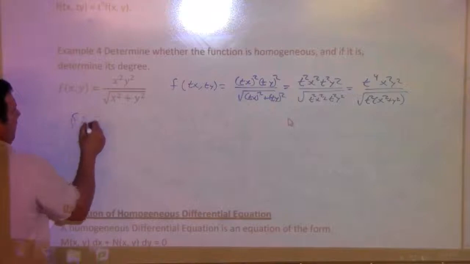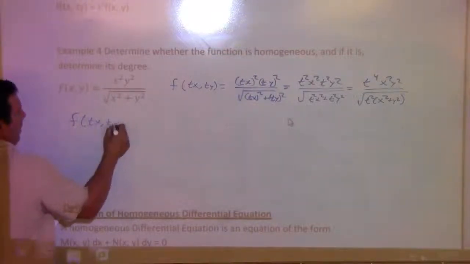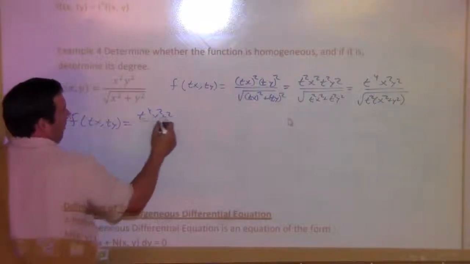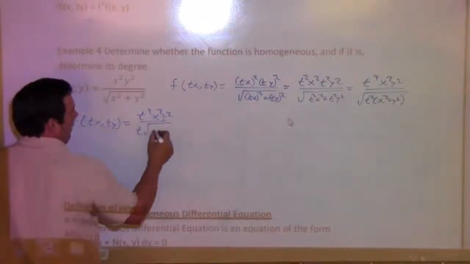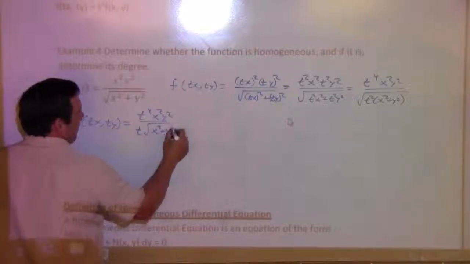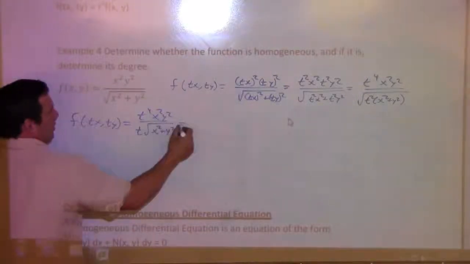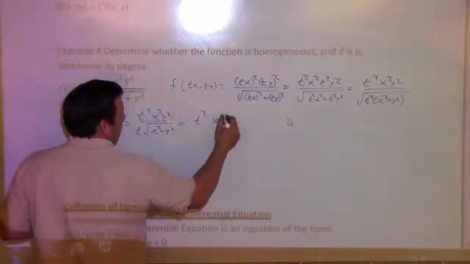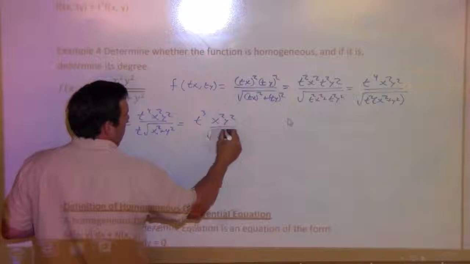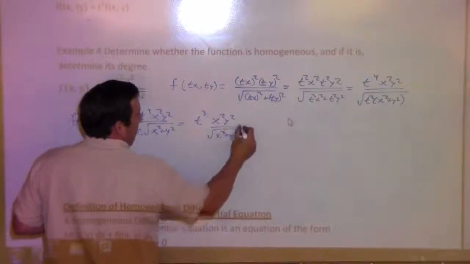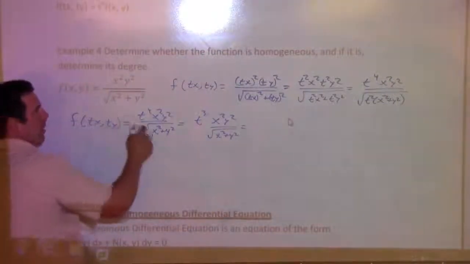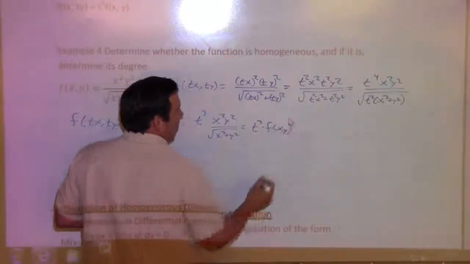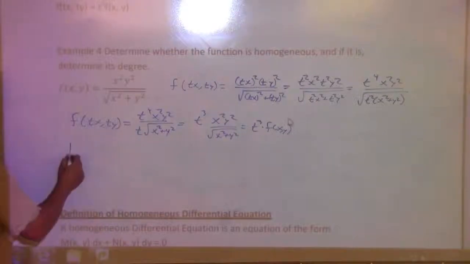So f of tx comma ty is t to the fourth x squared y squared over t times the square root of x squared plus y squared. So the t's reduce. You have t cubed x squared y squared over the square root of x squared plus y squared. And that looks a lot like what we started with. That would be t cubed times f of x, y. So this is homogeneous of degree 3.